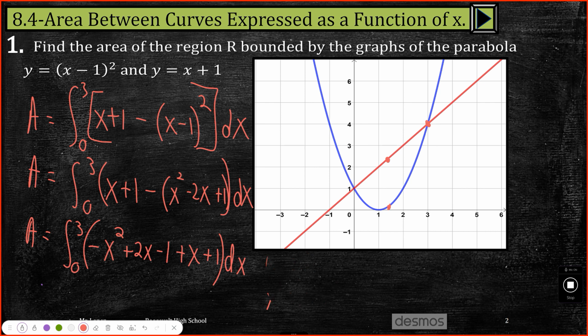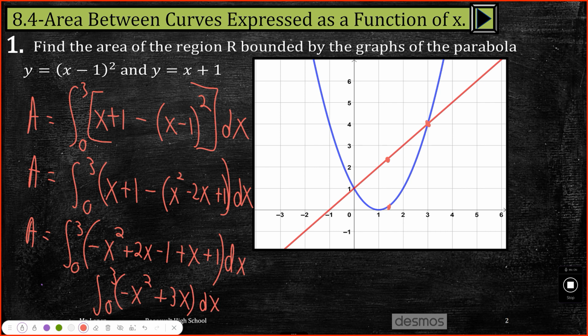Erase this. What is this? Still from 0 to 3. Negative x squared. Is this plus 3x? And negative 1 and positive 1 cancel out. And the whole thing dx. And now we can integrate this. So yes, basically that's what it is. Let's continue.